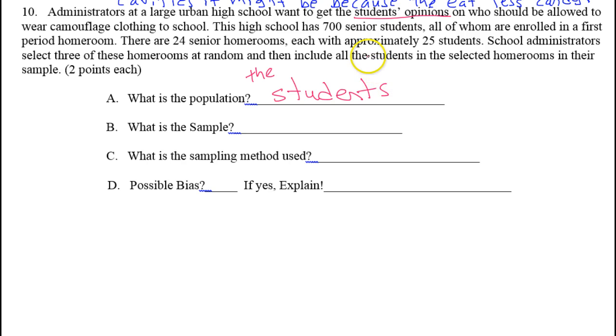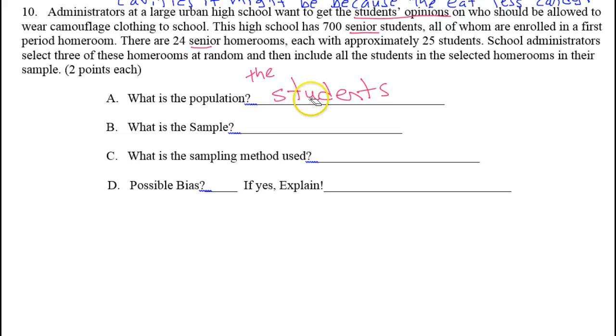So, because so many places in this problem mention seniors, all right, they have 700 seniors, there are 24 senior homerooms, and these are the only rooms that were selected. So it seems like the whole problem is about seniors. A lot of people thought that the population would be seniors at the high school. They thought that, instead of all the students, it seemed like the whole problem was about seniors, so that must be the population. No, don't get fooled by that.